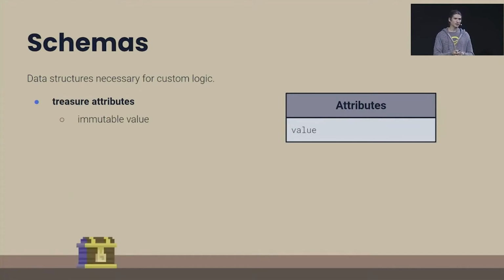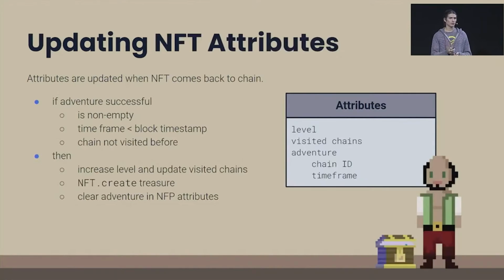The treasure attributes: a treasure just has a single attribute, which is its value. It's an immutable property. There is no logic attached to it. It's just for flexing, nothing else.